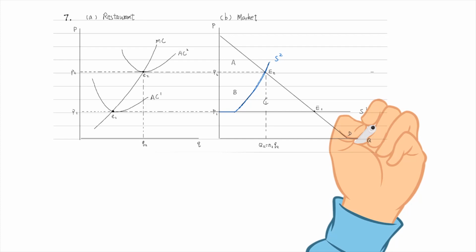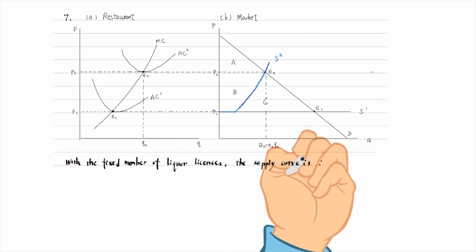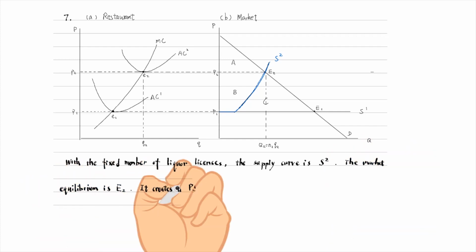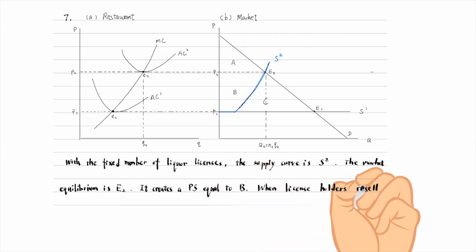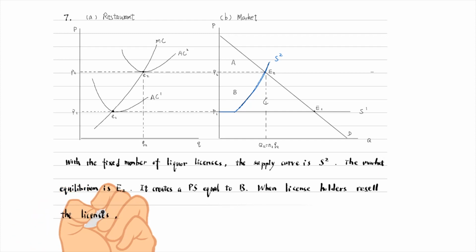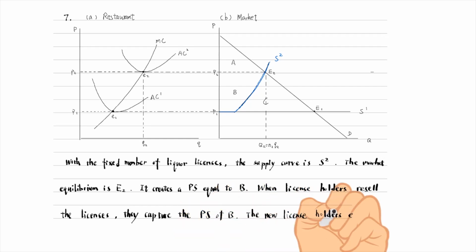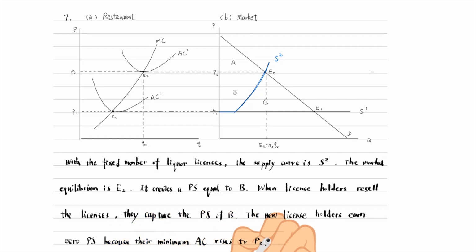With the fixed number of liquor licenses, the supply curve is S2. The market equilibrium is E2. It creates a producer surplus equal to the area B. When the license holders resell the licenses, they capture the producer surplus of B. The new license holders earn zero producer surplus because their minimum average cost rises to P2.